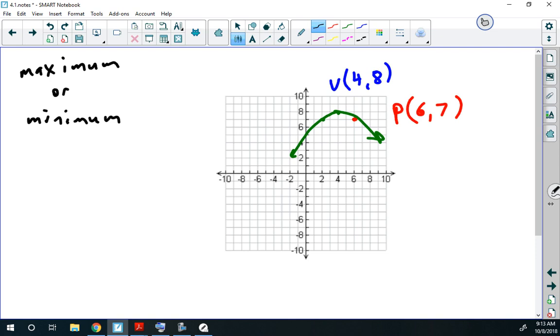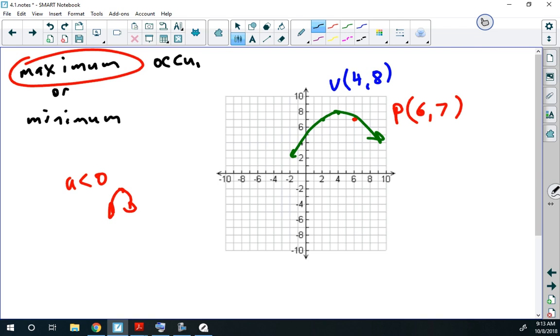How'd you know it has a maximum? Because the a is less than 0, so the graph opens down. I guess it's common sense, right? I hope that everybody understands that that's a maximum. So the graph has a maximum, so we'll say the maximum occurs where? Where's the maximum occur? 4, 8. The maximum occurs at 4, 8.